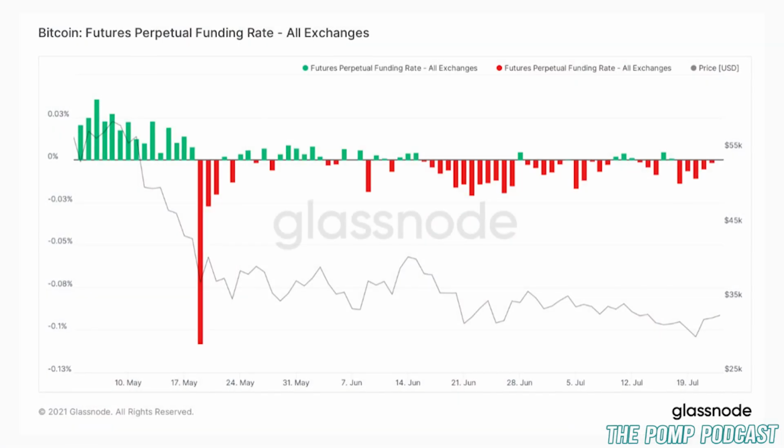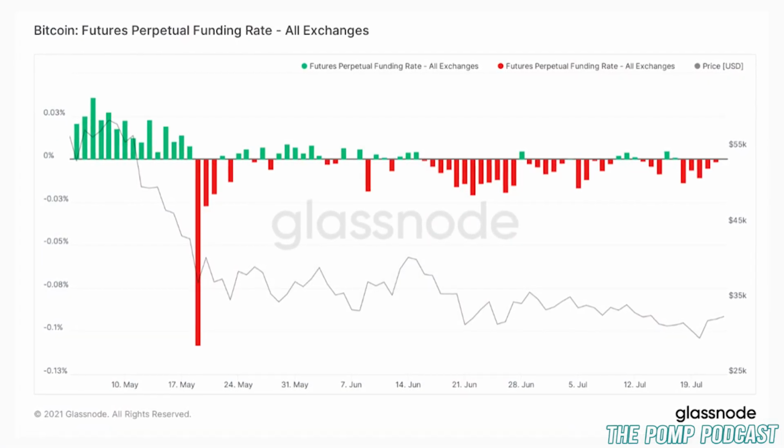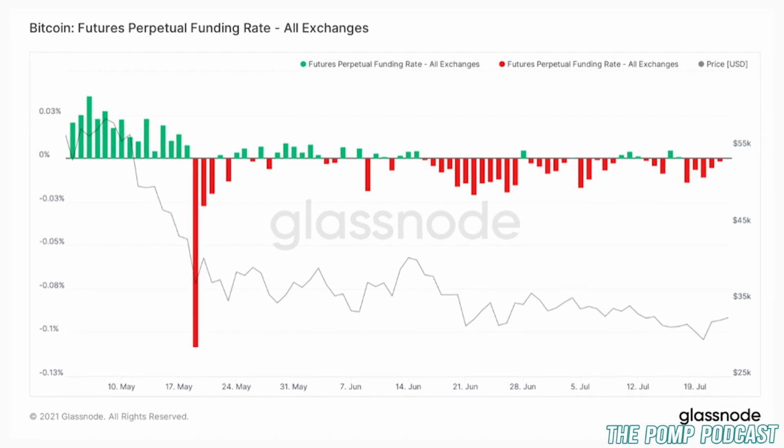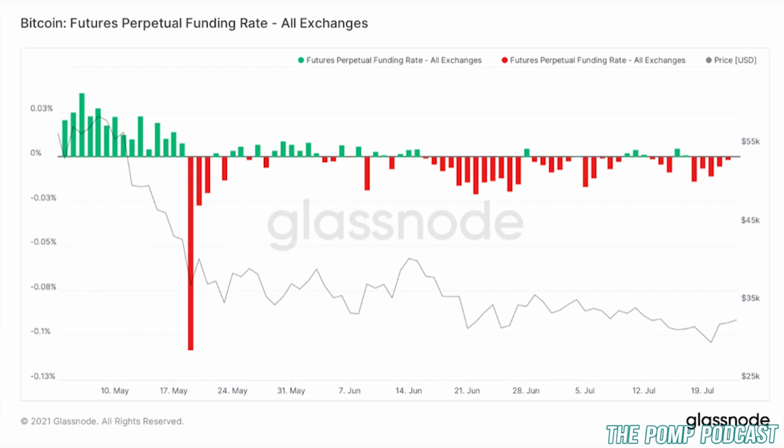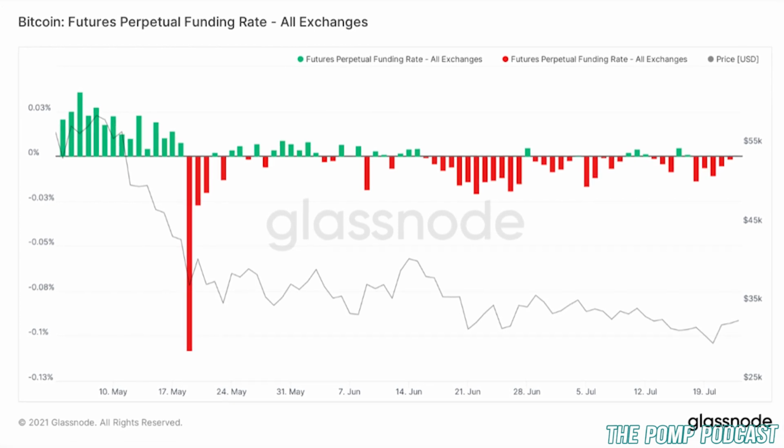And the next thing that you looked at was the perpetual funding rate. So explain what this is and what it's telling you right now. Yeah, sure. The perp funding rate is unique to Bitcoin, where the perp is essentially a futures contract that doesn't expire. You can think of it that way. It's a contract that's pegged to Bitcoin price, and it's pegged to it through the funding rate.